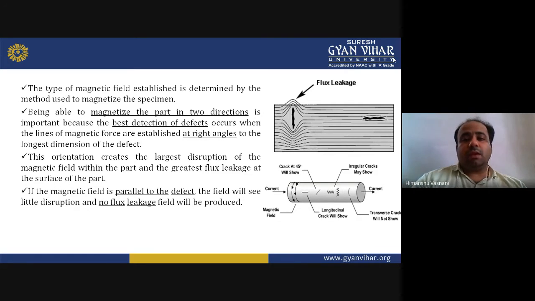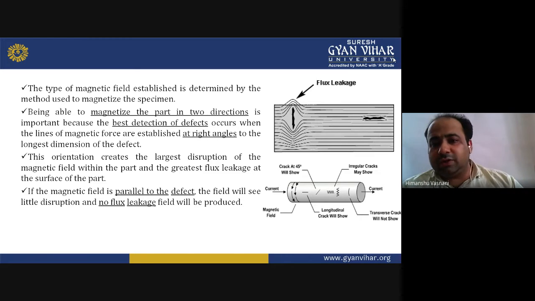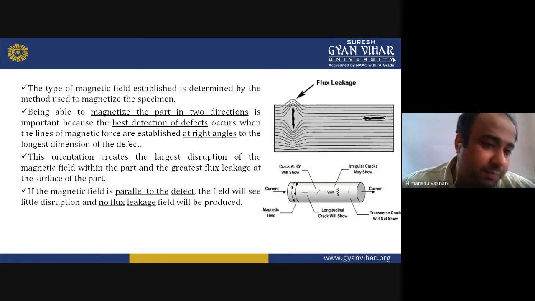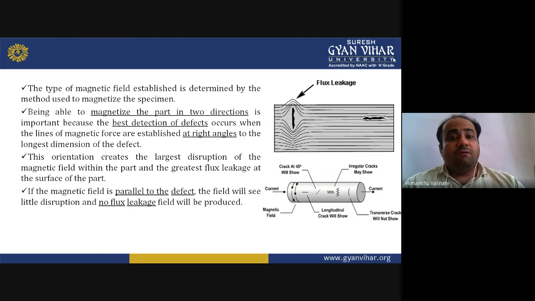Okay, you can see in the diagram also how the flux leakage is shown. Okay, so how it is easily found. So you can see that this orientation creates the largest disruption of the magnetic field within the part and the greatest flux leakage at the surface of the part. So you will see the flux leakage at the surface of the part. Okay, you can see this in the diagram also.